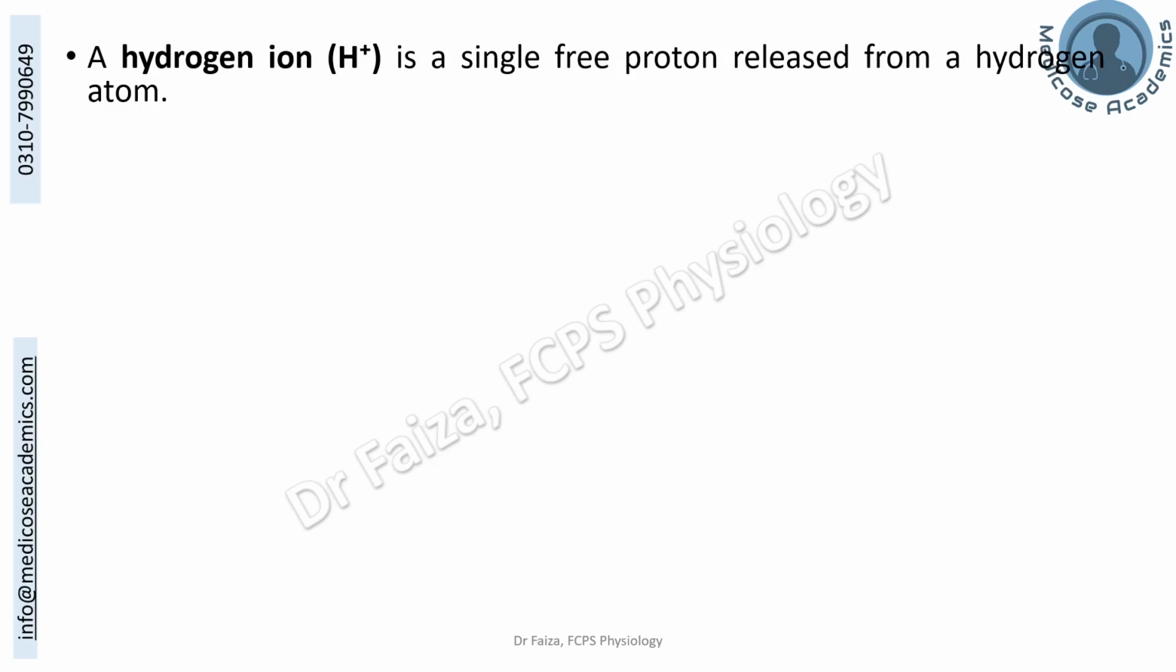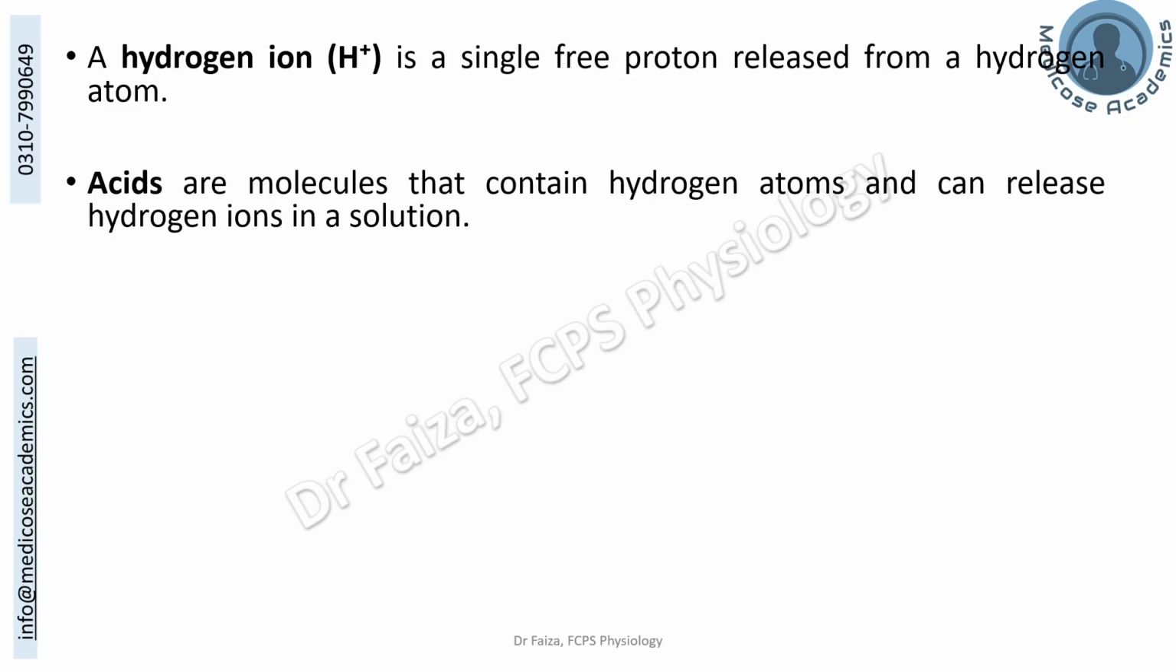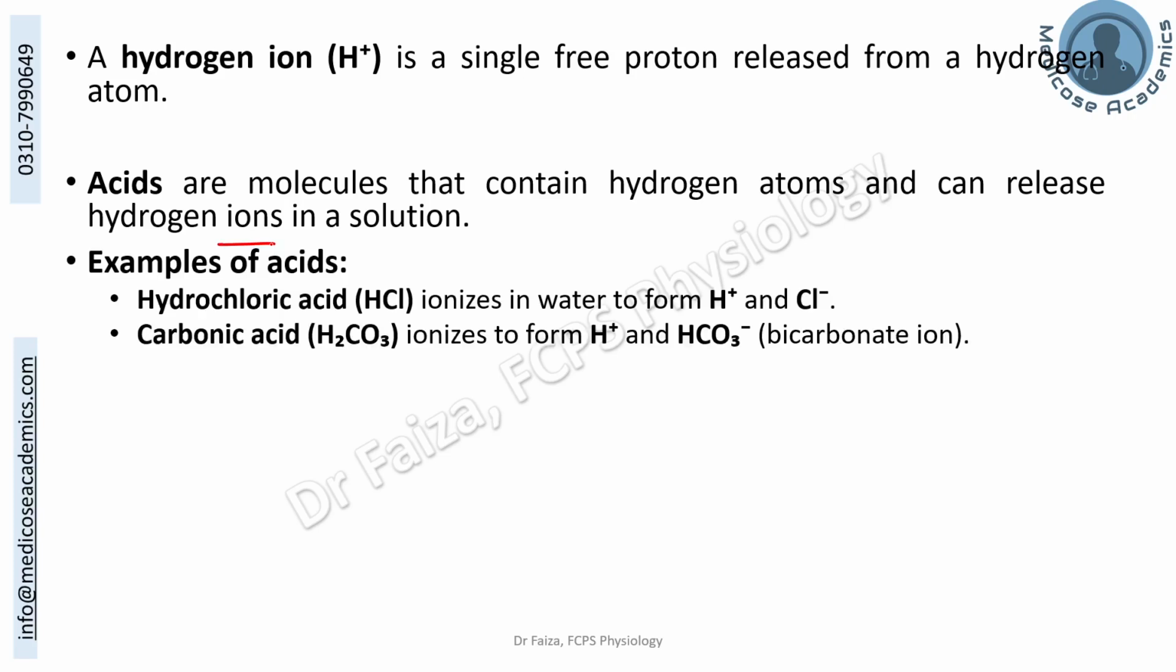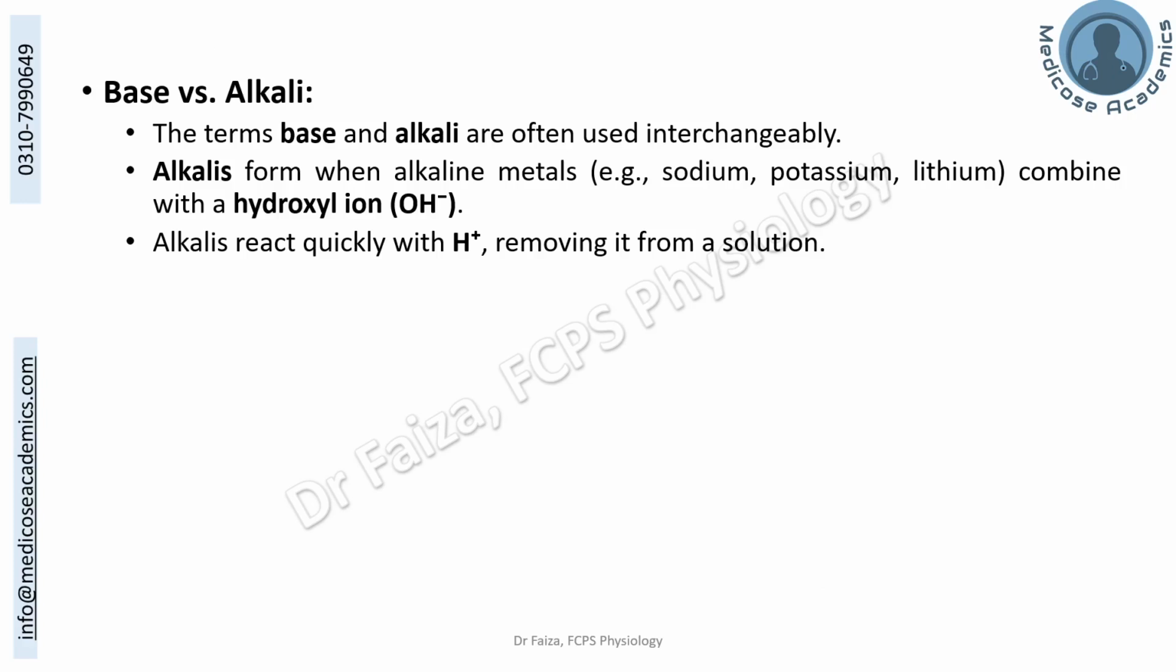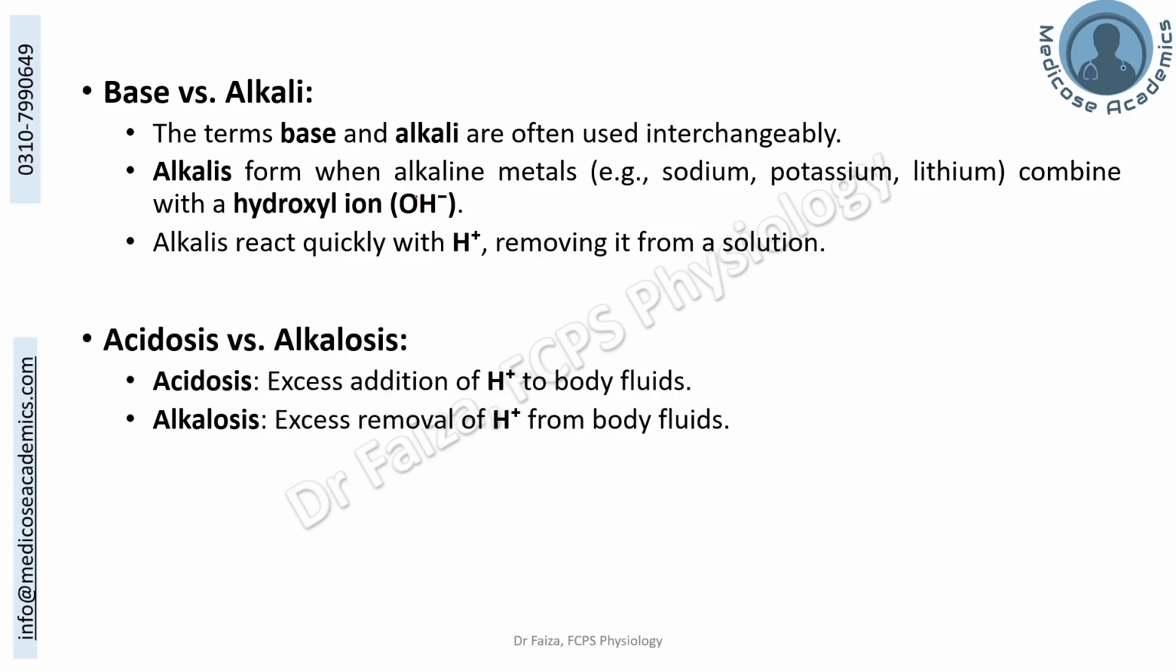concepts. So a hydrogen ion is a single free proton released from a hydrogen atom. And acids are the molecules that contain this hydrogen atom and can release hydrogen ions in a solution. Examples, HCl, carbonic acid, whereas base is a molecule that can accept a hydrogen ion. Examples like bicarbonate, phosphate ions, and even proteins like haemoglobin can also accept hydrogen ions, acting as bases. Bases and alkali are used interchangeably. However, alkalis are formed when the alkaline metals combine with the hydroxyl ion, for example, sodium hydroxide.